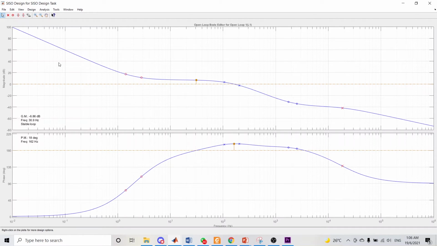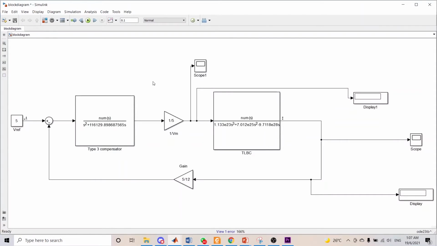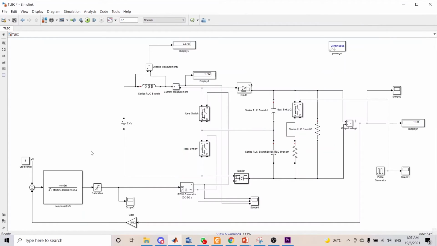The problem here is that I still cannot get the desired phase margin, gain margin, and bandwidth that I want when I tune the type 3 compensator. I will move this block to the closed loop circuit. So this is the closed loop circuit of the 3-level boost converter, where I added the type 3 compensator to the circuit with a V reference of 5 volts, gain 5 over 12, and 1 over Vm.